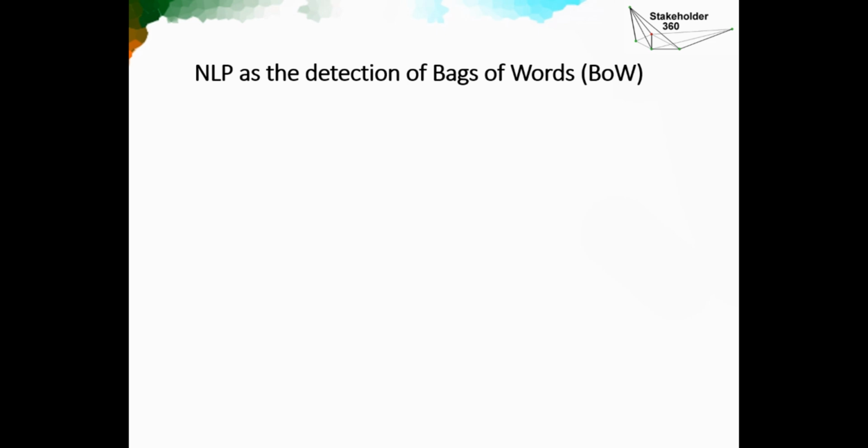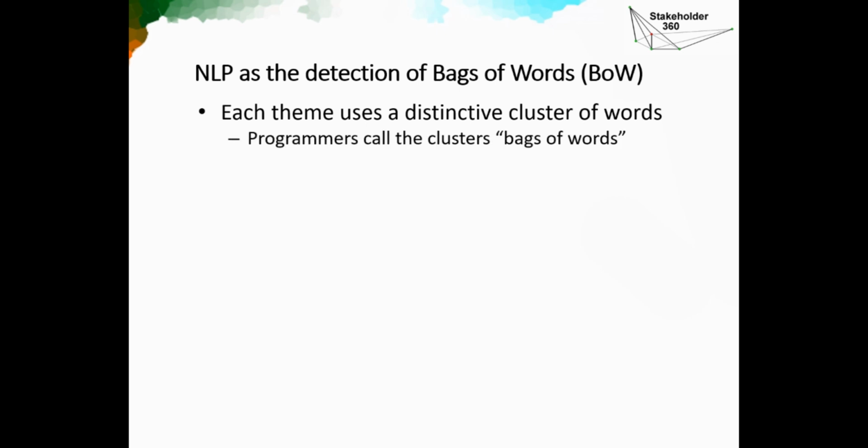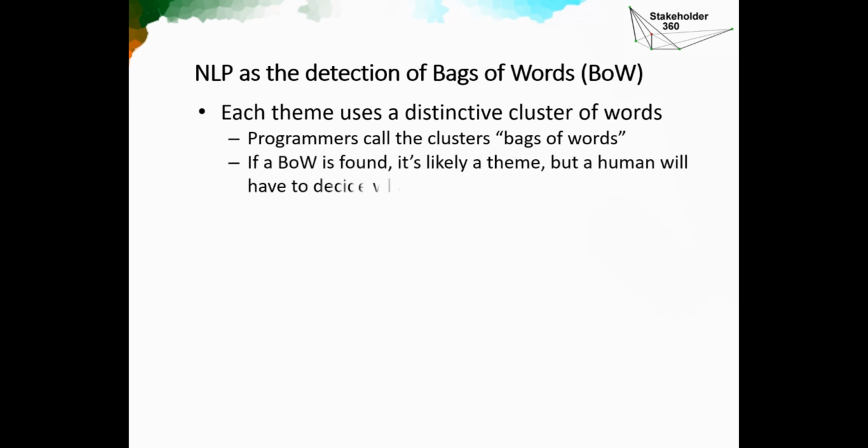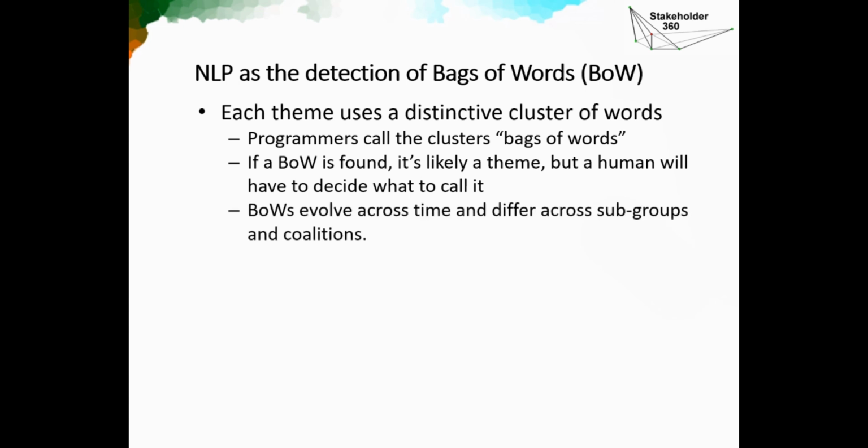The assumption underlying the bag of words approach to NLP is that each theme uses a distinctive cluster of words. Programmers call such clusters bags of words. If a bag of words is found, it's likely a theme, but a human will have to decide what to call it. Bags of words evolve across time and differ across subgroups and coalitions.